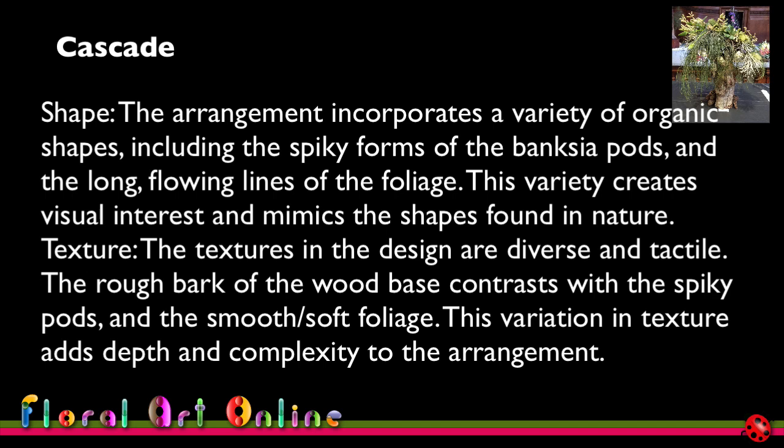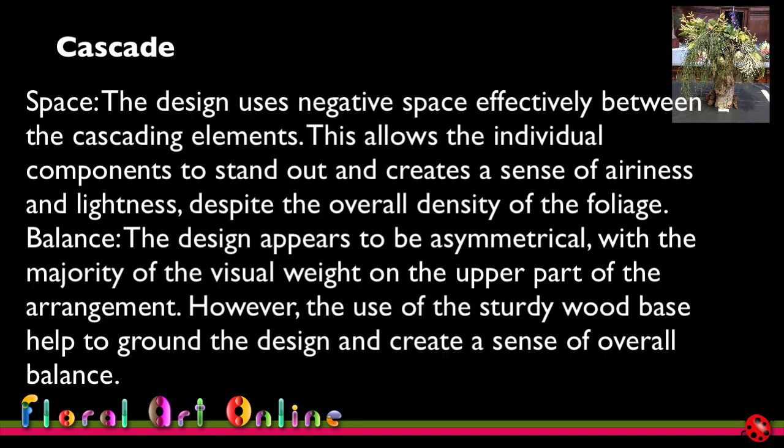So if we look at space, the design uses negative space effectively between the cascading elements. This allows the individual components to stand out and creates a sense of airiness and lightness despite the overall density of the foliage. Now, one of the issues with doing this type of design is that it is so easy to make it too solid a mass because you're trying to get that line. So my thinking was that casuarina foliage, because it has that natural cascading effect, was going to give me a really good framework and I wouldn't play around with it too much.